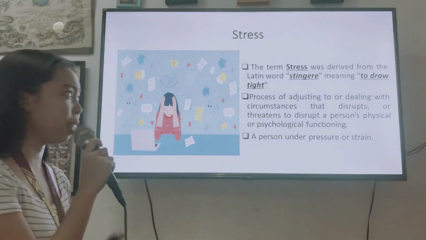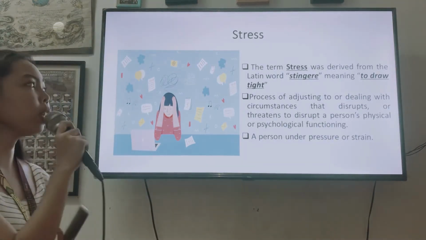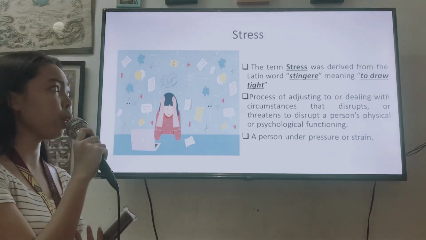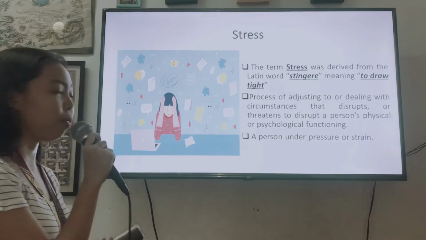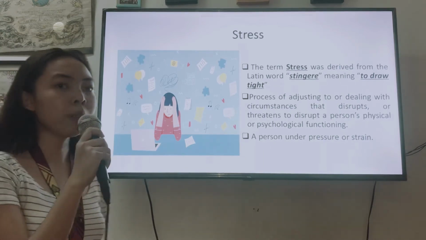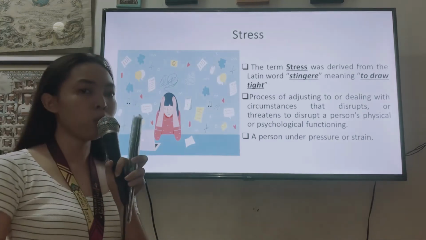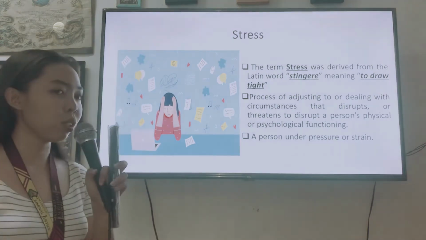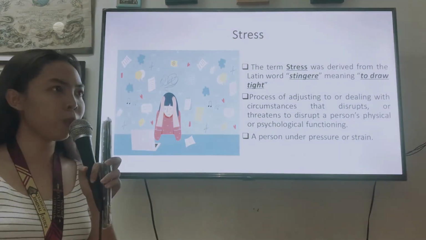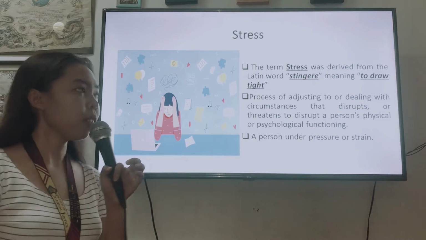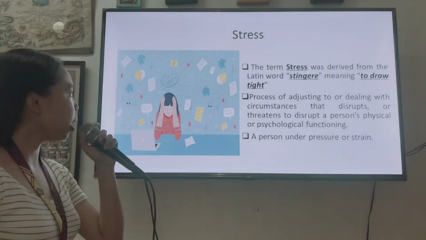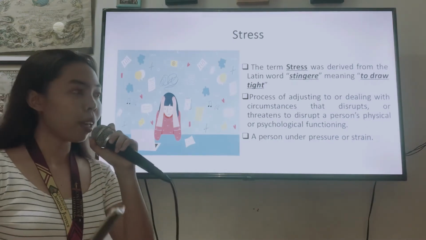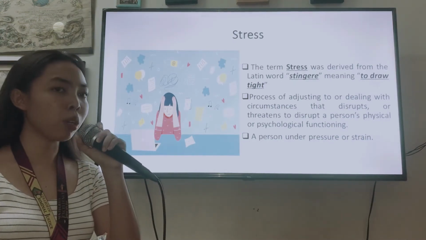It is also a process of adjusting to or dealing with circumstances that threaten or disrupt a person's physical and physiological functioning. Our minds cannot focus if we feel pressure, stress, or anxiety. You feel anxiety. It stops the well-functioning of our emotion, behavior, or mind.